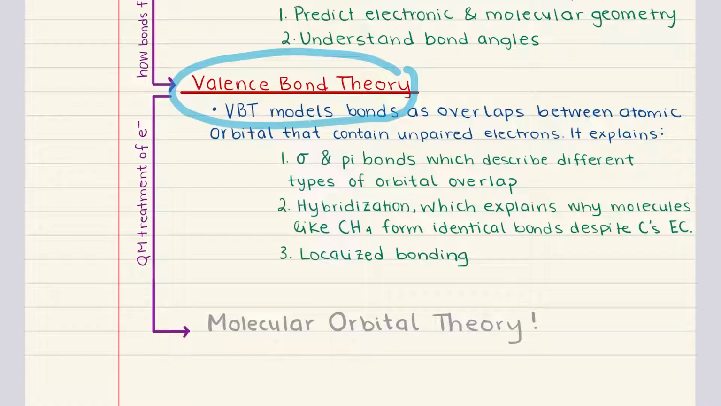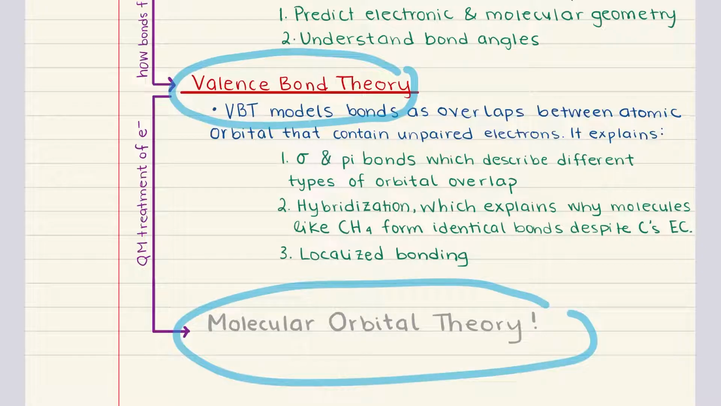Valence bond theory also explains hybridization, which allows us to describe bonding in a way that matches experimental molecular geometries. But despite these strengths, valence bond theory still has limitations. It assumes that electrons are always localized within individual bonds. But in reality, some molecules exhibit delocalization, where electrons are actually spread across multiple atoms instead of being confined to one bond. This brings us to molecular orbital theory.